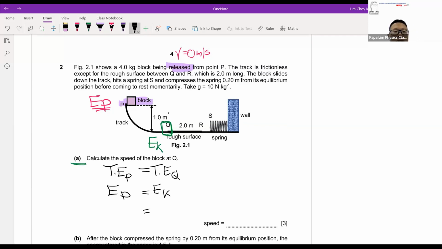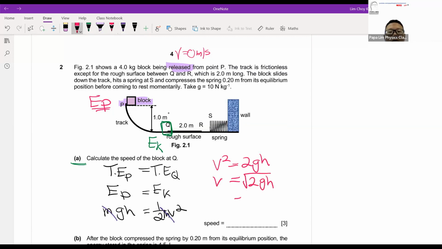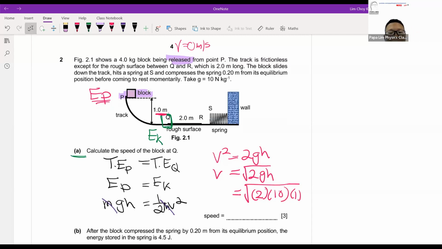So potential energy EP is mgh. Kinetic energy is half mv squared. The mass can cancel, just take note. If we rearrange the terms, it will be v squared equals 2gh. So v will be the square root of 2gh. If you work out the answer, it happens to be 4.5 meters per second. So this is the answer. I would say it's quite easily done.